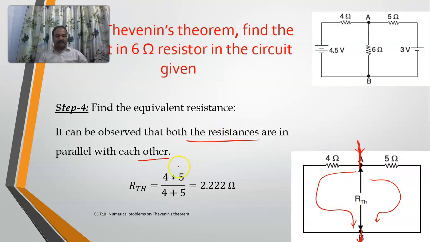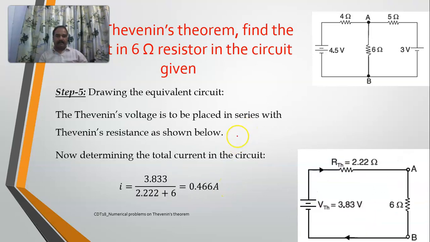2 parallel paths: 4 into 5 by 4 plus 5. This is R1 R2 by R1 plus R2, equivalent resistance. So I'll get 2.22. So now VTH I've already obtained as 3.833, RTH is 2.22. The final step is drawing the equivalent circuit. So I'm replacing this entire network with Thevenin's voltage in series with Thevenin's resistance.